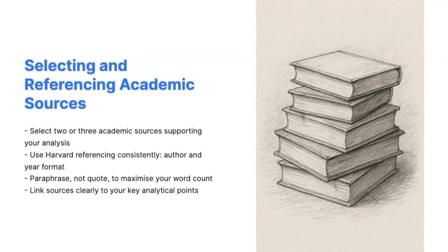When you're choosing your sources, pick 2 or 3 academic references that really support your analysis. Look for research on influencing skills, evidence-based HR, or professional credibility in HR contexts. Use Harvard referencing for everything, author and year. And remember, paraphrase instead of quoting directly. That way, you make the most of your word count. Always link your sources clearly to your key analytical points.